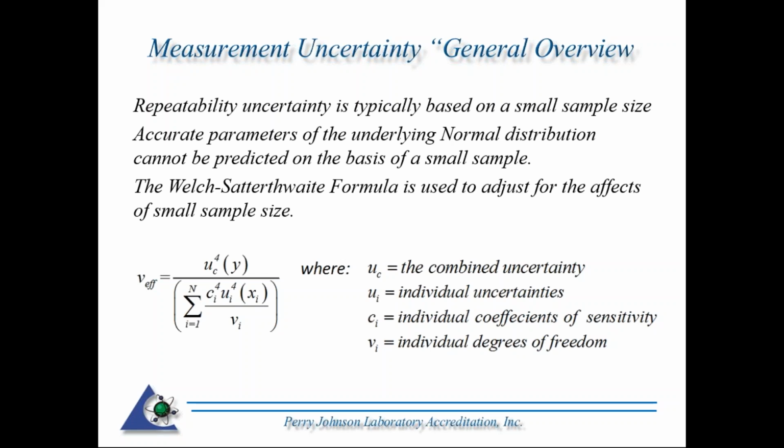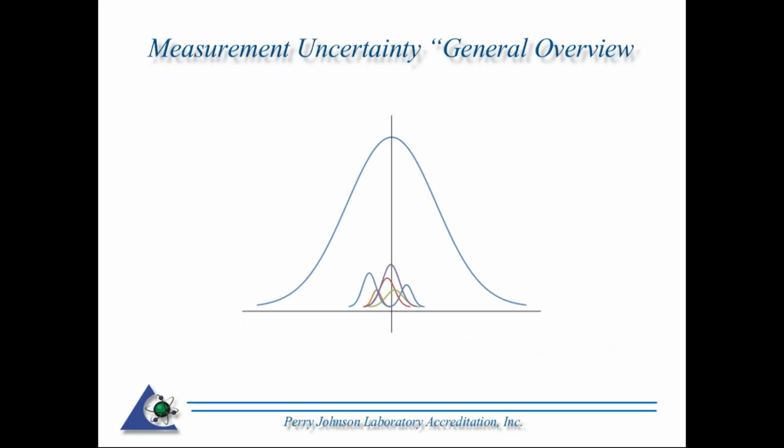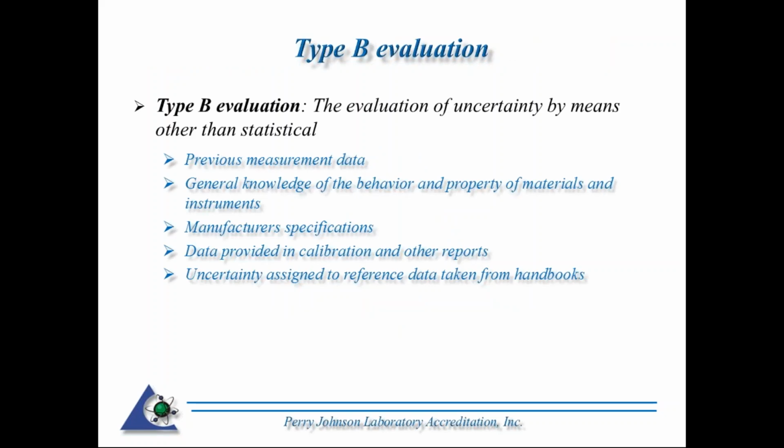So we're talking about small samples, we're talking about normal distributions. Basically, what we're trying to ascertain is what we have depicted on this screen here. What we have is a lot of samples within a population. Typically they're not falling in suit with the population standard deviation. We are attempting, through the Welch-Satterthwaite formula, to adjust these to look more like a normal distribution.